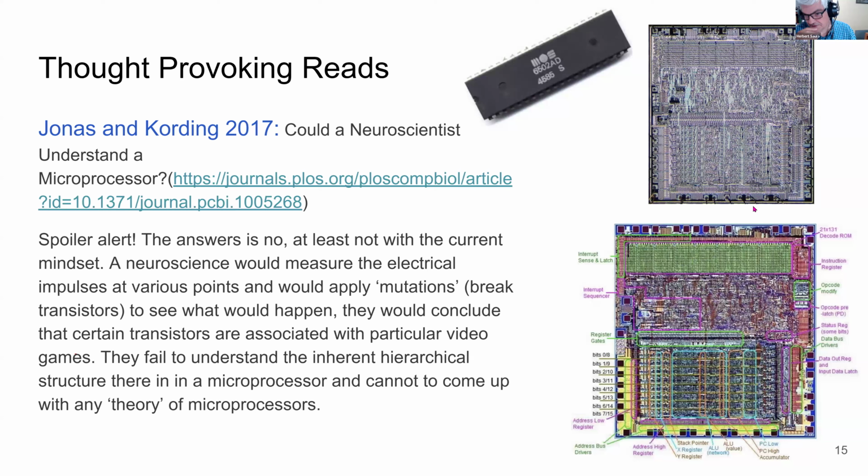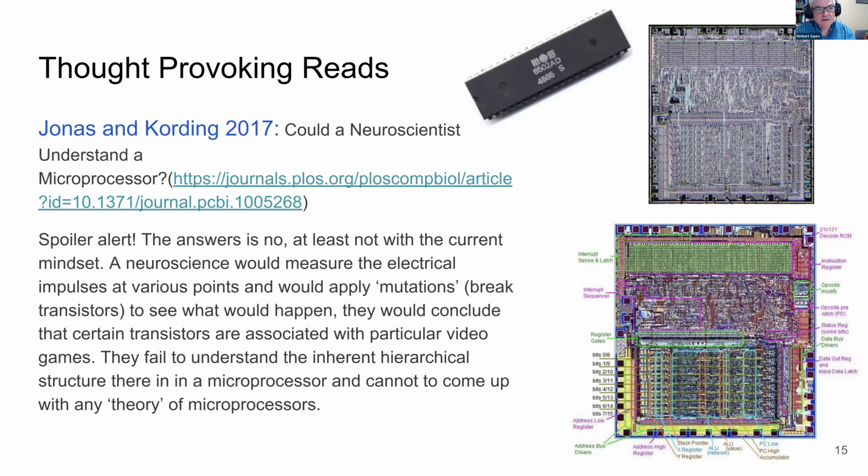They were relatively simple in those days. They were like 4,000, 5,000 transistors in them. These days, they have billions and billions of transistors. But in those days, you had 4,000 transistors. And so the authors of this paper ask, if you're a neuroscientist, and I gave you this microprocessor, and this is an electron microscope picture of it, could you understand what this thing is? And the short answer, again, as a spoiler alert, no.